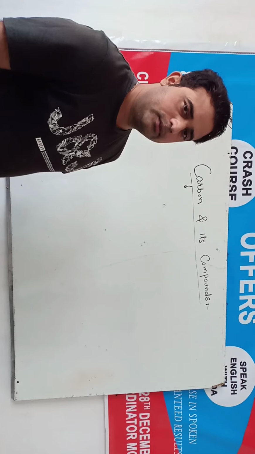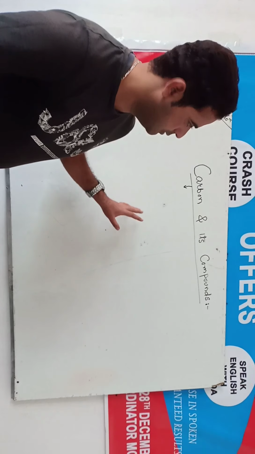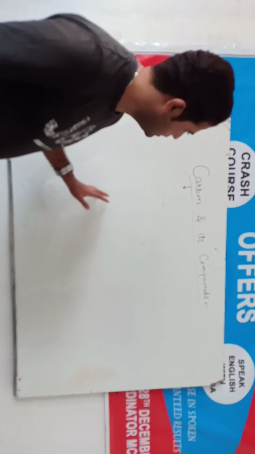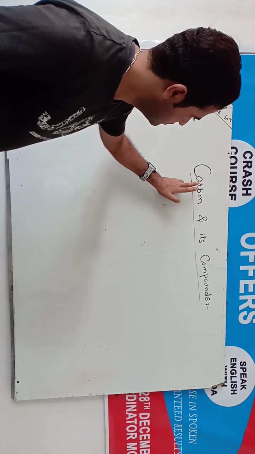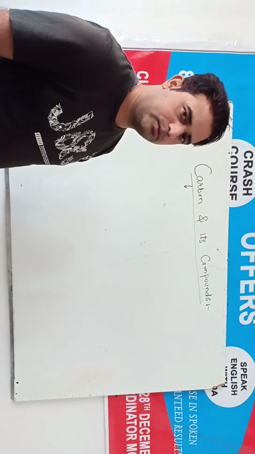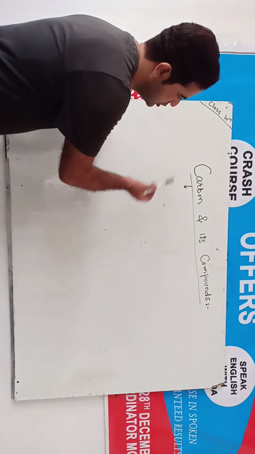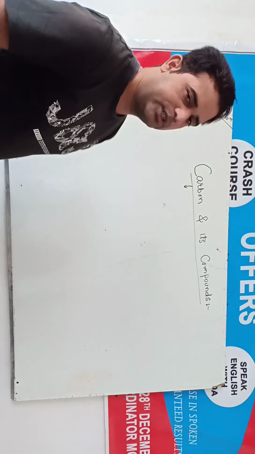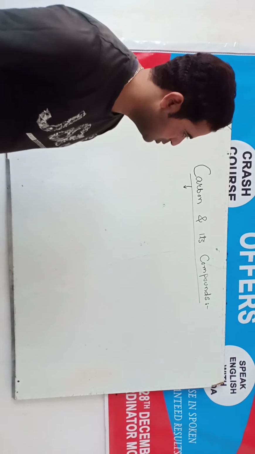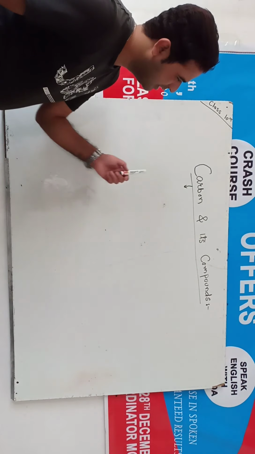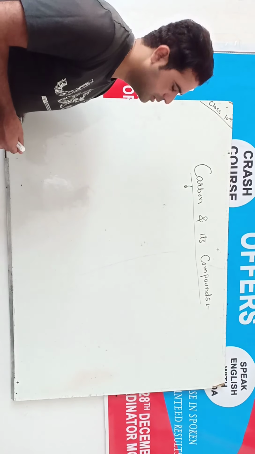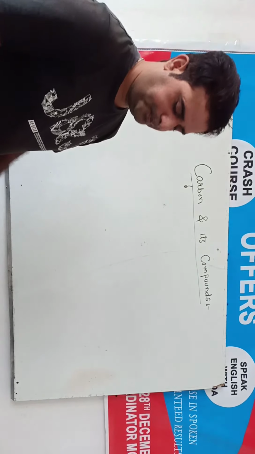Today we are going to discuss a very important chapter in your chemistry, carbon and its compounds. This chapter is chapter number 3 in your chemistry textbook, and it is related to organic chemistry.